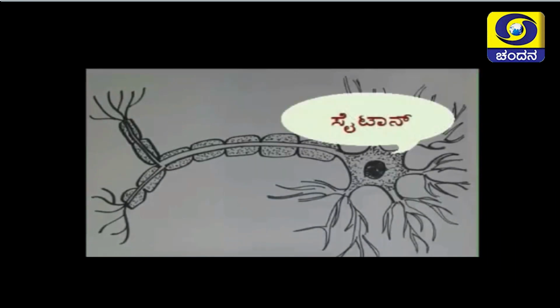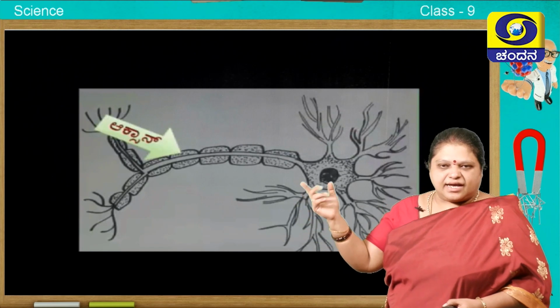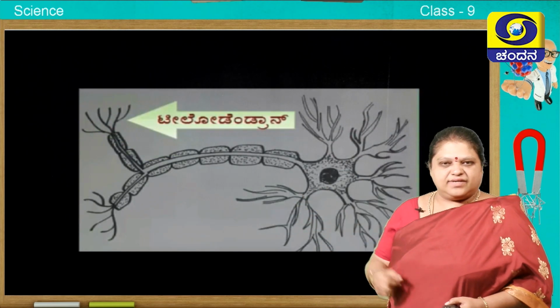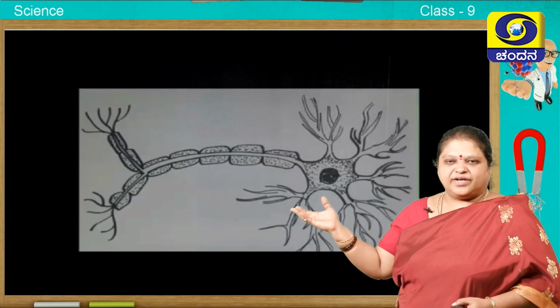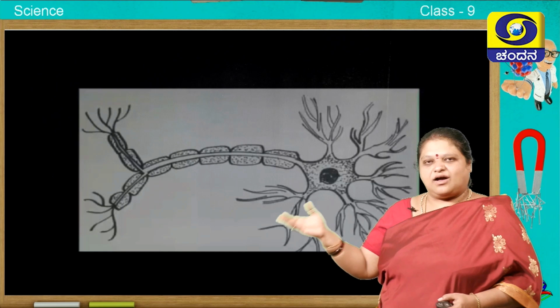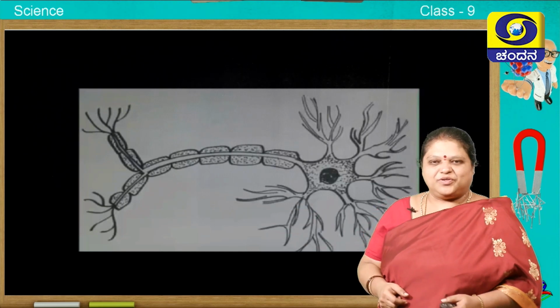So that is cyton, so that is the axon, they are the nerve endings, so that is the myelin sheath, so you find the dendrites. So this is how you can draw the structure of neuron.